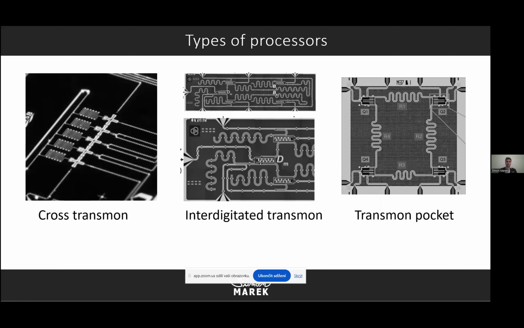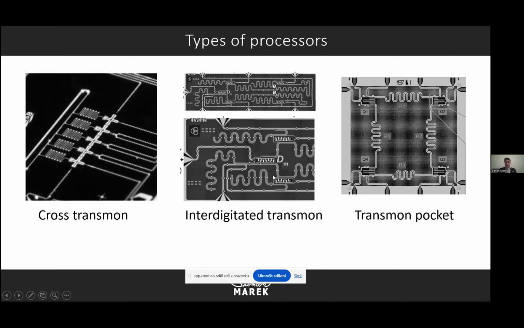So there are different types of processors. First one is cross-transmon, which is a very simple one, which has just junction here at the bottom of the qubit and has connection on top here, and even at the side sometimes. It can be used for, I think, biasing. Interdigitated transmons are more advanced ones, which are here. You have your readout resonator here. I think it's readout resonator. Not sure right now.